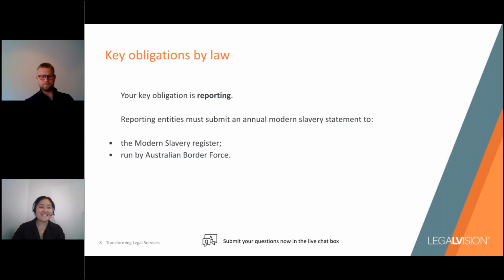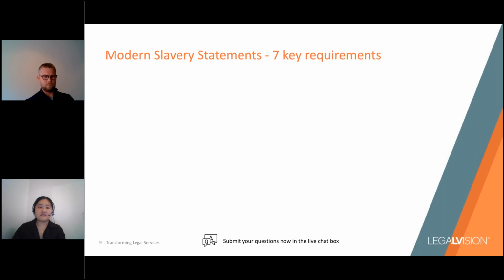Importantly, I suppose to understand is really what is a modern slavery statement? What does the legislation consider to be a modern slavery statement? There are 7 mandatory criteria that need to be included in a modern slavery statement. So at a real helicopter view, the first criteria is identify the reporting entity.